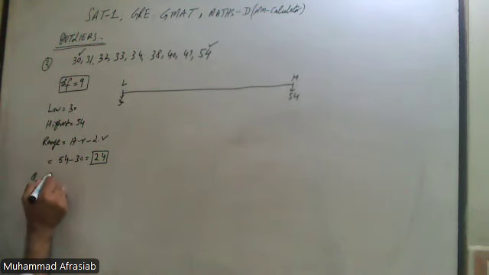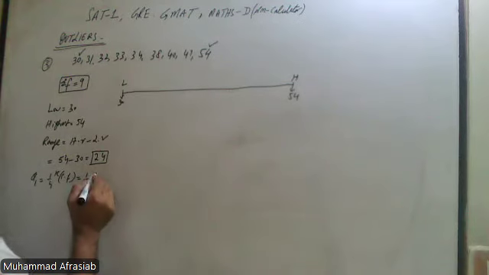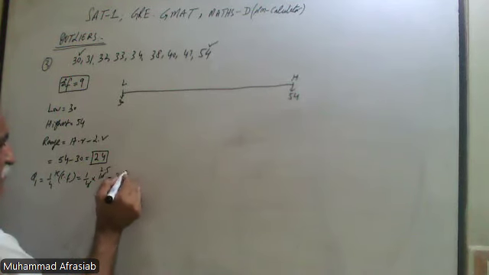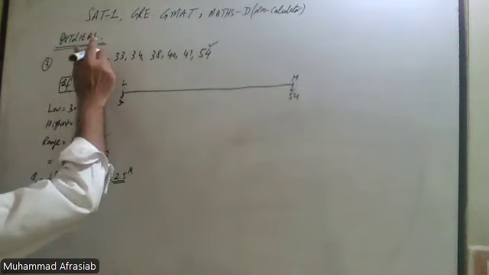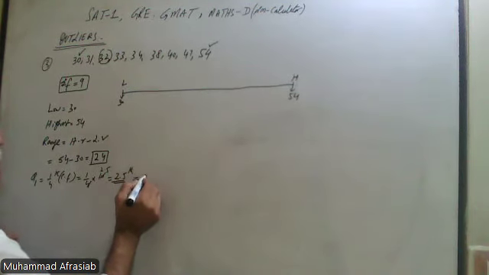Now you can find out the lower quartile. Q1 is 1/4 of that CF. 9 observations are there, so 9 is an odd number. So 9 plus 1 is 10, that is 2.5. That means the third position number is going to be the lower quartile. So 1, 2, 3. That is known to be the lower quartile, and that is equal to 32.